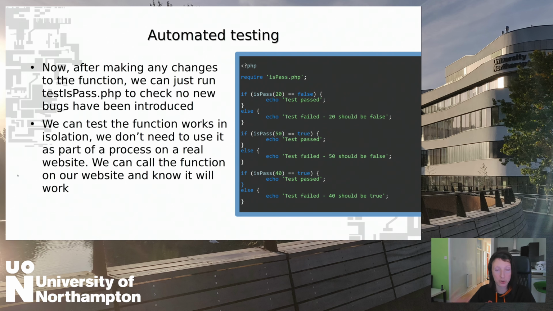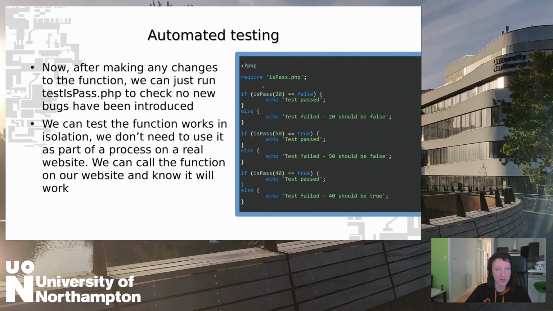Now that you've had a chance to try it for yourself, it's worth quickly going over some of the advantages to doing so. Obviously, once you've got this function and you've got these tests, anytime you make changes to the function, you can just rerun this test script. And you know that if all the tests pass, then any changes you've made have not broken the functionality.